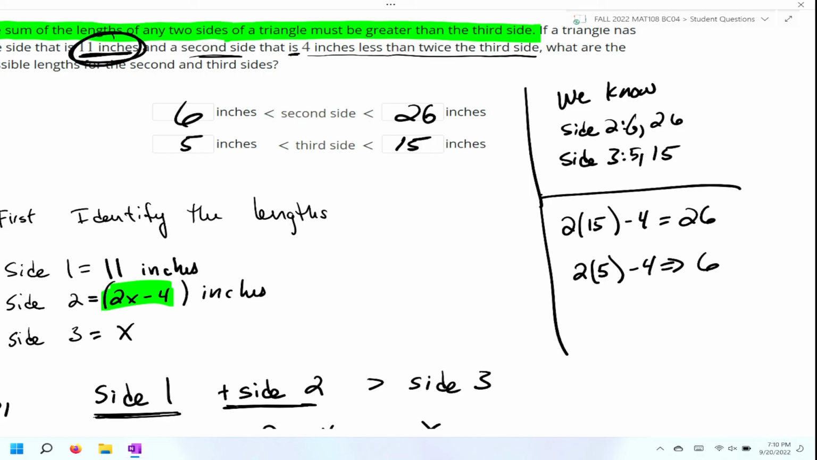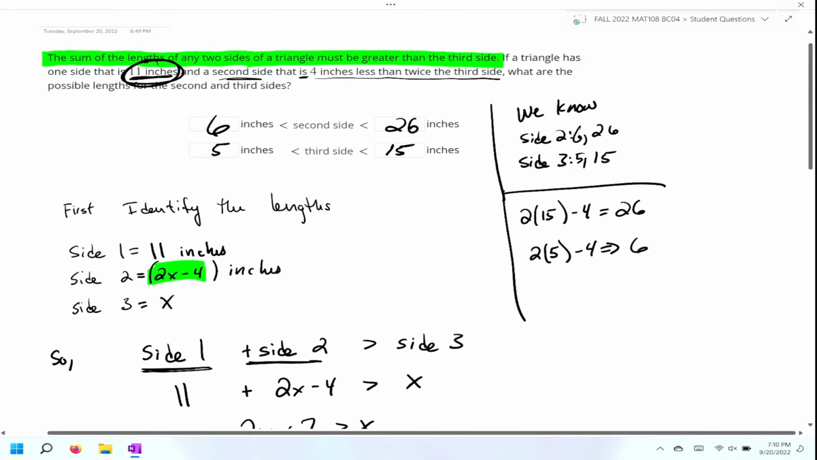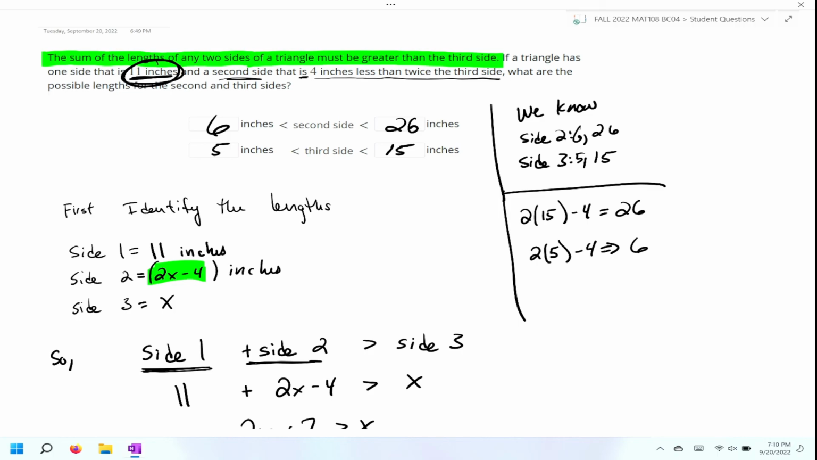And that is exactly how you do the problem. The sum of the lengths of any two sides of a triangle must be greater than the third side. What you had to do is figure out which two sides you are actually adding to find this. Okay? So I hope this helped, and I will see you in the next video.